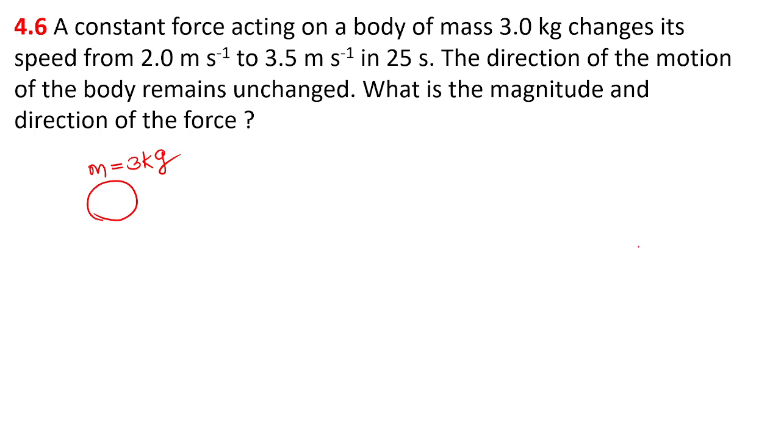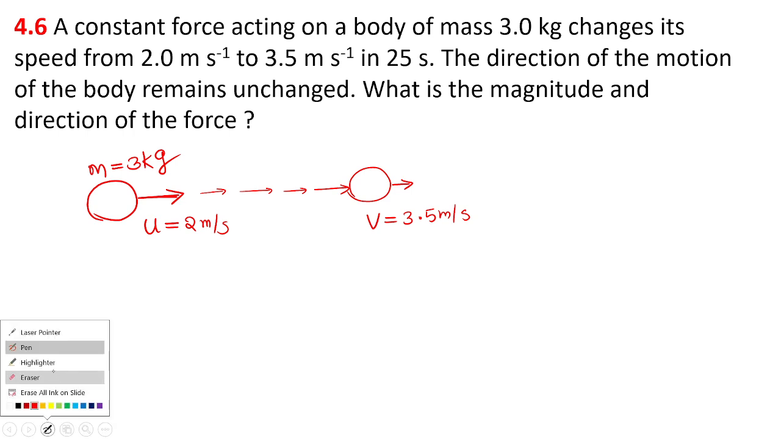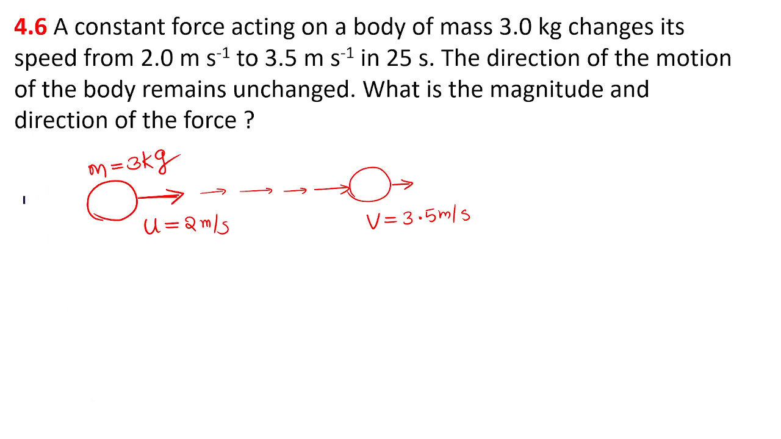Changes speed from 2 meter per second to 3.5 meter per second. This body has the initial speed u equal to 2 meter per second, and it is changed to the final speed. The final speed of the body becomes 3.5 meter per second. You can see its increase in speed, due to some applied force. Some force is applied. As a result, the speed is increased, right? The final speed is this.